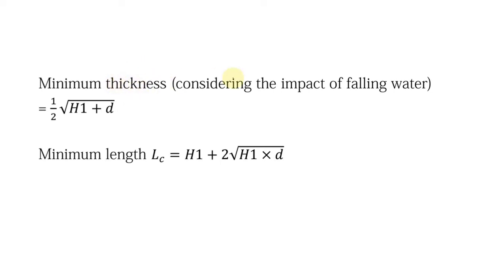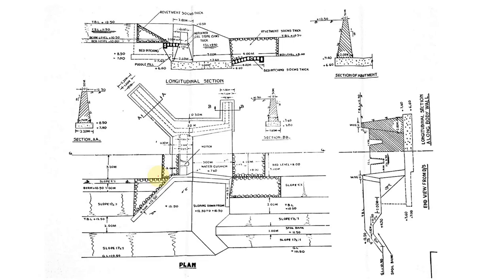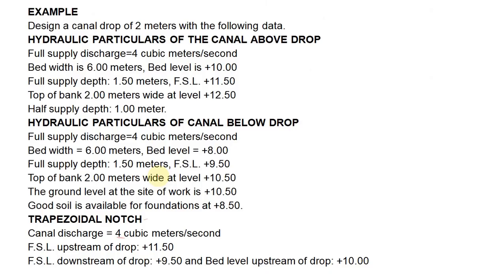And there is a certain requirement, a minimum thickness and minimum length. Suppose the calculated values are less than the minimum thickness and minimum length, then we will provide these minimum values, this thickness T and LC, the length of the cushion. Right? So this is the detailed diagram, and see the example, what data we require.